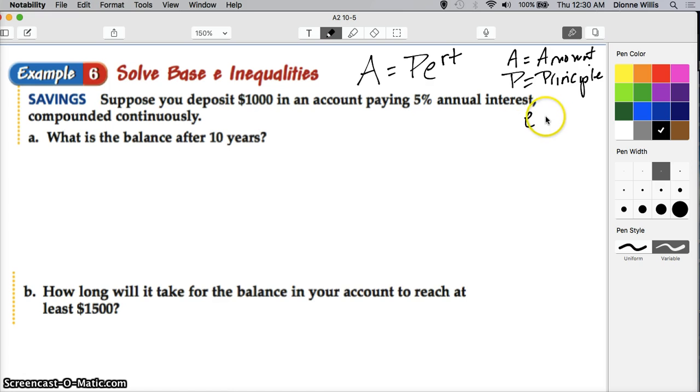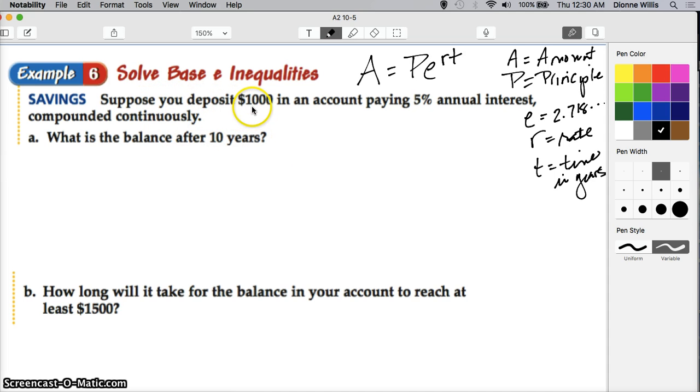The E is the number we all know and love but will not memorize, 2.718 something something. R refers to the rate, the percent interest rate that's given, and T is the time in years. All right, so with that in mind, let's see what we can do with this equation.